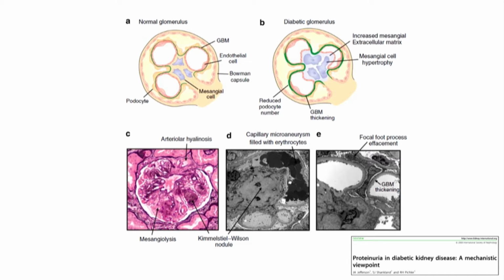This collagen is actually produced by the podocyte. The mesangial expansion also results from increased extracellular matrix protein and mesangial cell hypertrophy. So in diabetic kidney disease we are also facing pictures like mesangiolysis, and we find these Kimmelstiel-Wilson nodules and some microaneurysms.